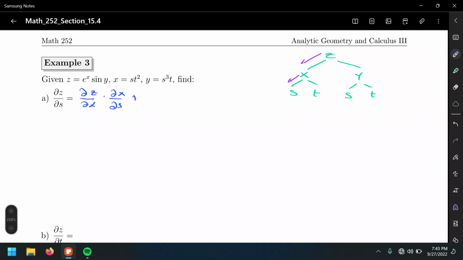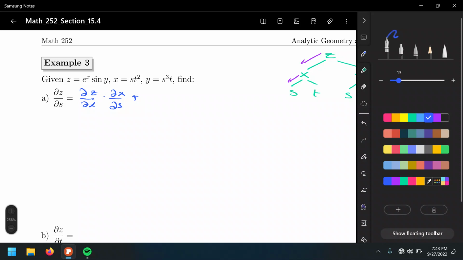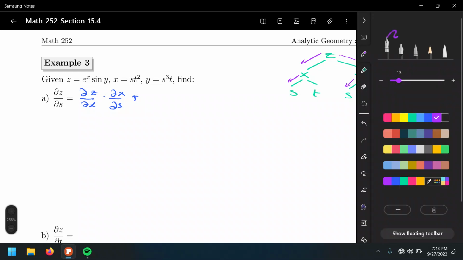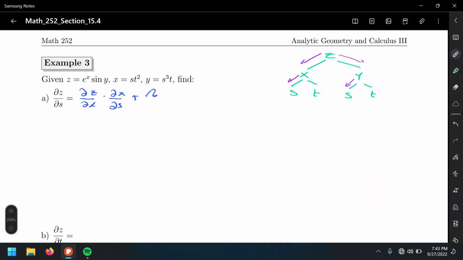So the other way is z with respect to y and then from y to s: dz over dy times dy over ds. All right, so that's going to give us all the changes in this case. We have everything we need to find these partial derivatives.